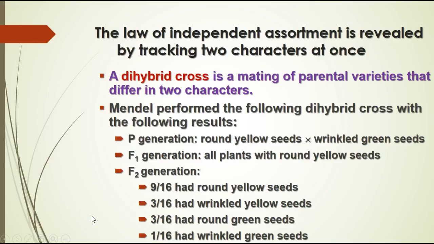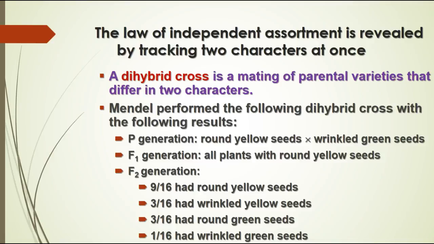You can also look at 2 characters at once and perform something called a dihybrid cross. Di means 2, and so we're going to look at mating parental varieties that have 2 different characteristics rather than just 1. This is one of the dihybrid crosses that Mendel performed. He crossed true breeding plants that had round yellow seeds. The round shape is one gene, and the yellow color is another.